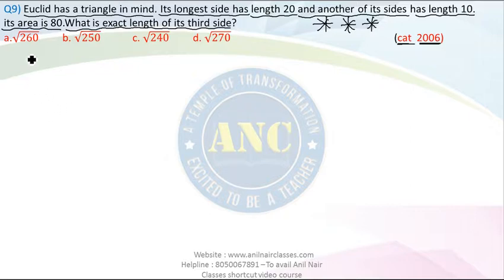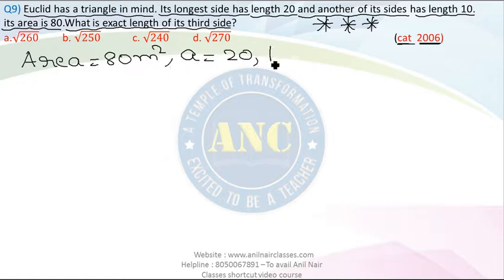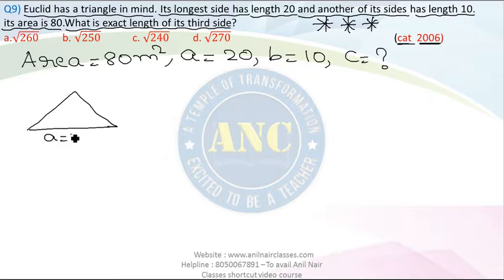That means, let us write it like this. Area of the triangle is given as 80 meters square. One of the sides is 20, another side is 10. What is the third side is the question. That means this is my triangle ABC. One of the sides is 20, another side is 10. The third side value, C, is what they are asking.